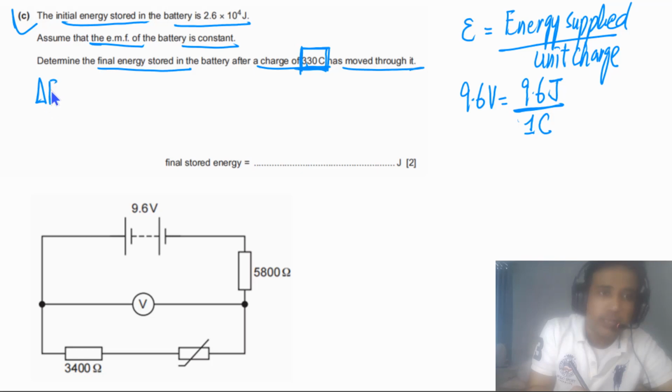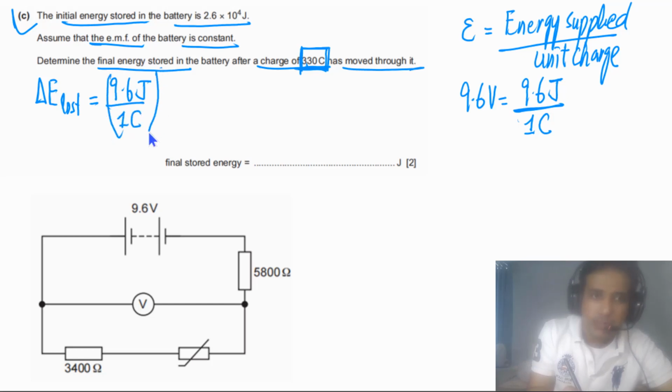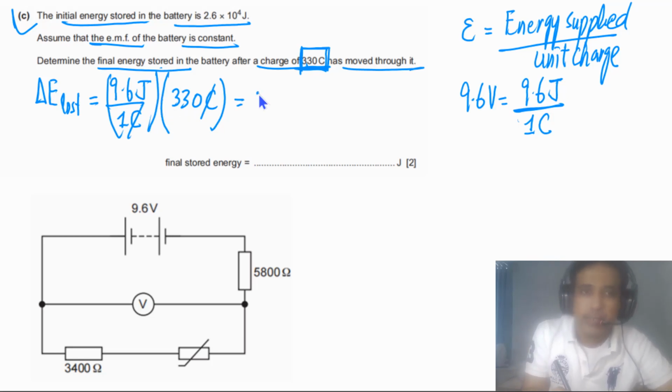That one we can simply calculate: delta E lost. So that one simply will be equal to 9.6, meaning EMF, 9.6 joules divided by 1 coulomb. So this is the EMF, and we need to multiply with the total amount of charge passing through the battery. So coulomb will be cancelled, so we can calculate the amount of energy lost. That one will be equal to 3170 joules. But for this question we need to calculate final stored energy.